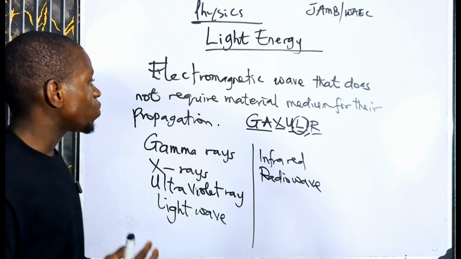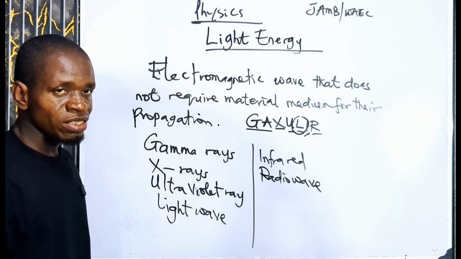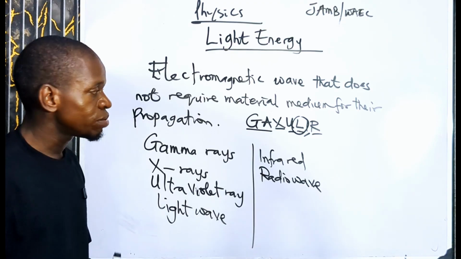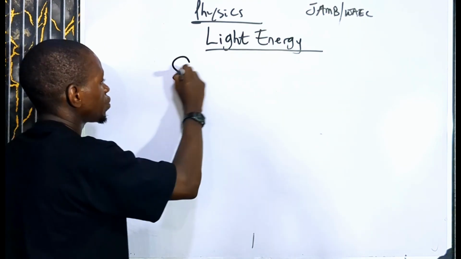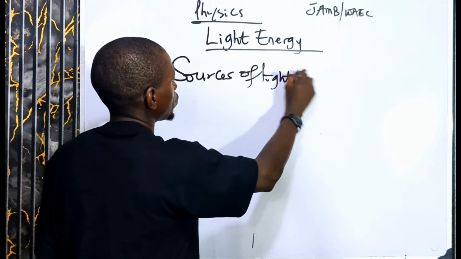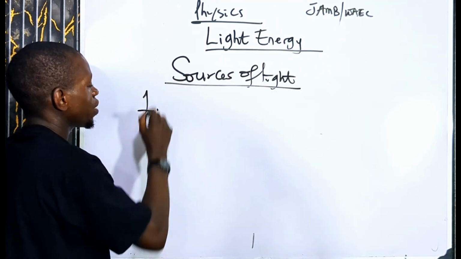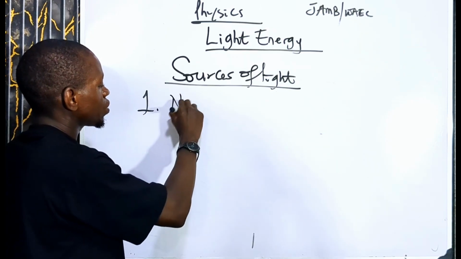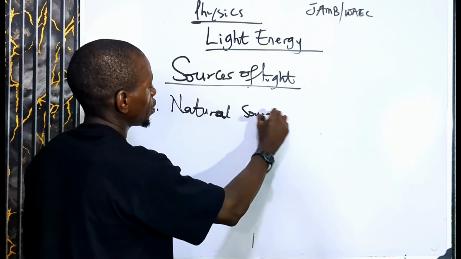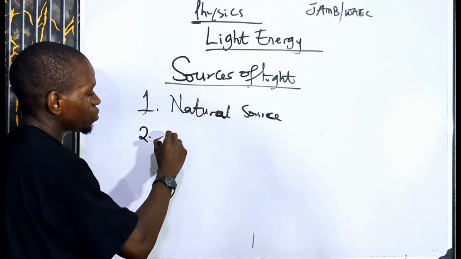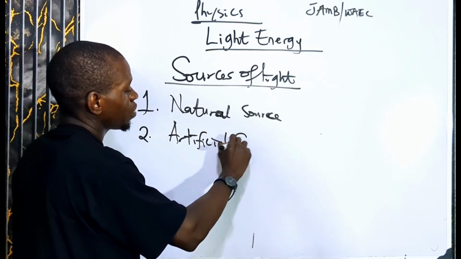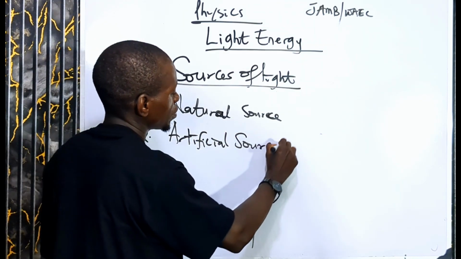So we're going to consider the sources of light, which is the next thing that we're going to consider. Now we have two sources of light. One, we have the natural source of light. And number 2, we also have the artificial source of light. So we have two sources of light: natural source and artificial source.